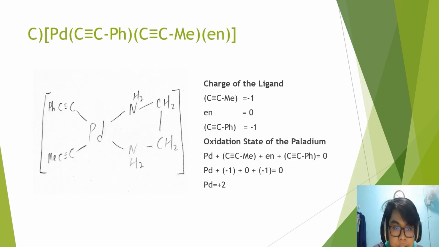For 1c, the chemical structure for the complex is shown in the diagram. The charge for both phenyl acetylene and propene is -1, while ethylene diamine is neutral. We can calculate the oxidation state of the palladium, which is +2. That's all from me. Thank you.